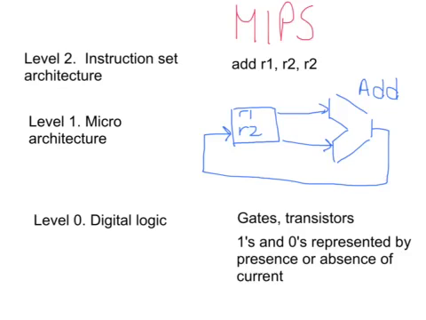That's carried out at level 1, the microarchitecture, where the contents of register 1 and the contents of register 2 are passed to an adder, and the result from that adder is put back into register 3. This level, the microarchitecture, is built using level 0 digital logic, which would be gates. Transistors are basically on-off switches. So they're used to carry out ones or zeros.